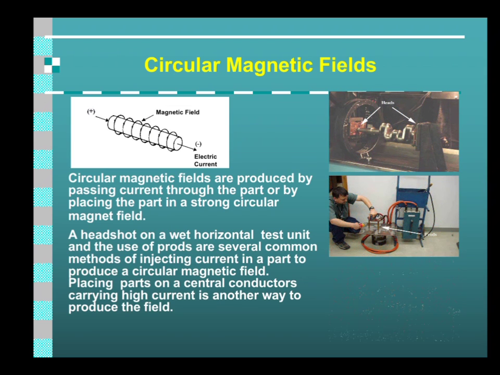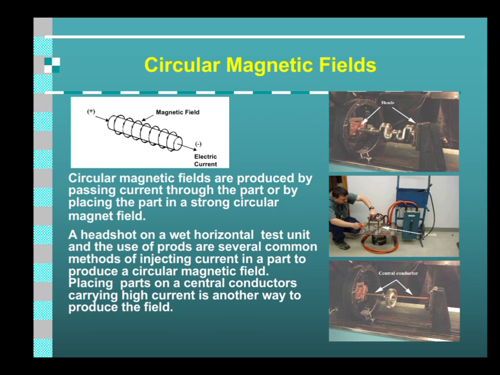Circular magnetic fields. Circular magnetic fields are produced by passing current through the part or by placing the part in a strong circular magnetic field. A head shot on a wet horizontal test unit and the use of prods are several common methods of injecting current in a part to produce a circular magnetic field.